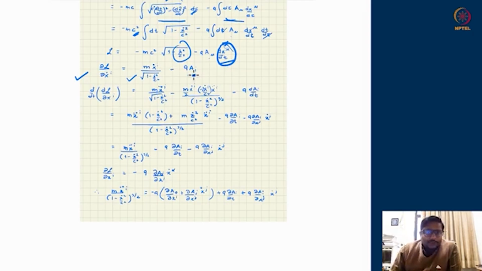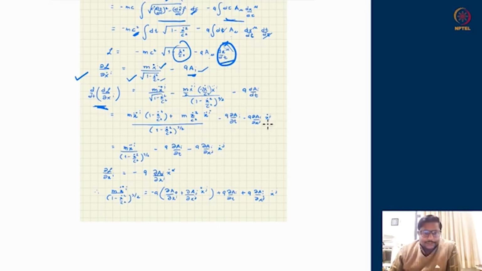What I have to do further for the Euler-Lagrange equation is a time derivative of this del L upon del xi dot. This is just simple algebra you can do. You have to just see where the time dependency is in this term. Xi dot, x dot square, and ai, all these three functions are time dependent. M, c, and q are not time dependent. So overall, the square root will undergo a time derivative, and ai will undergo the time derivative, and you will get three types of terms.